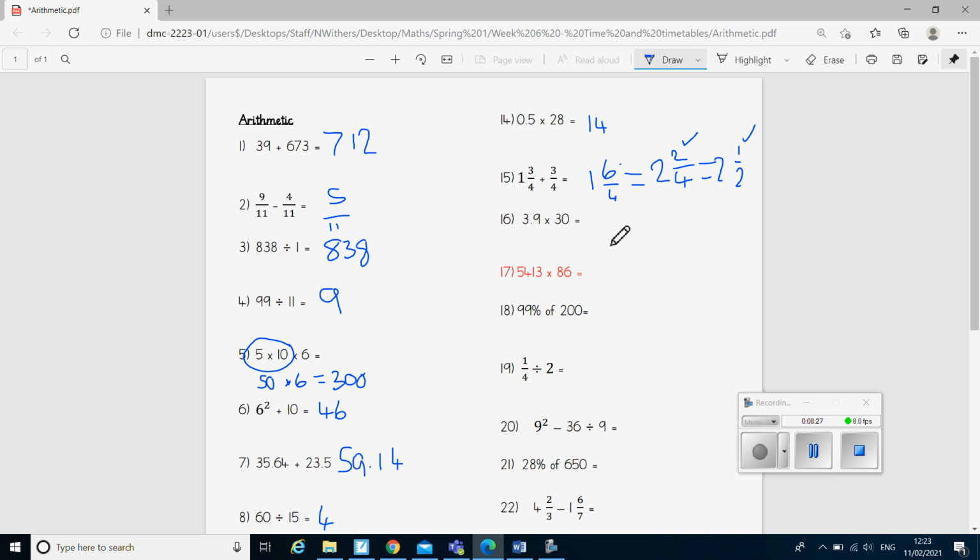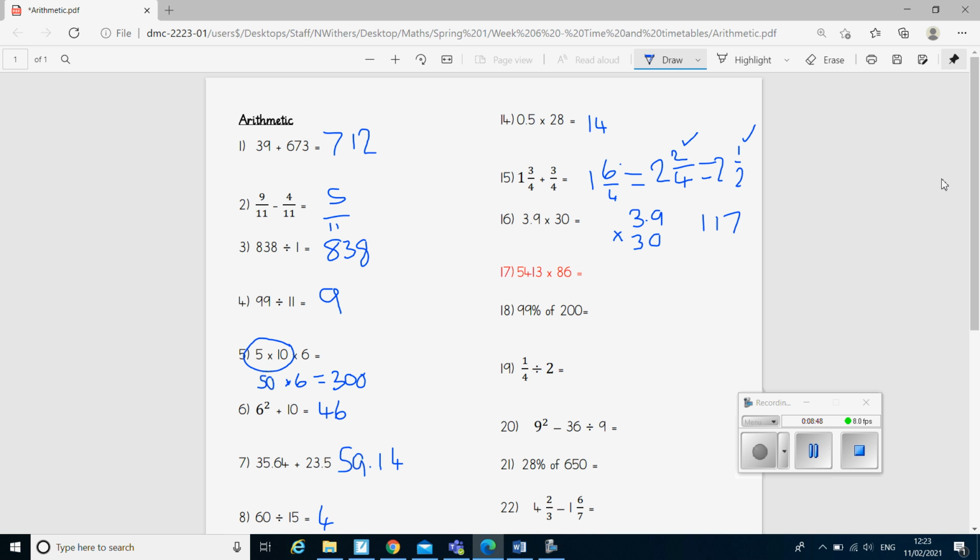Okay, question 16. 3.9 times 30. Here we would set it out like so. And then we have got like a long multiplication. We just need to remember to put our decimal point in our answer. The answer we were looking for number 16 then was 117.